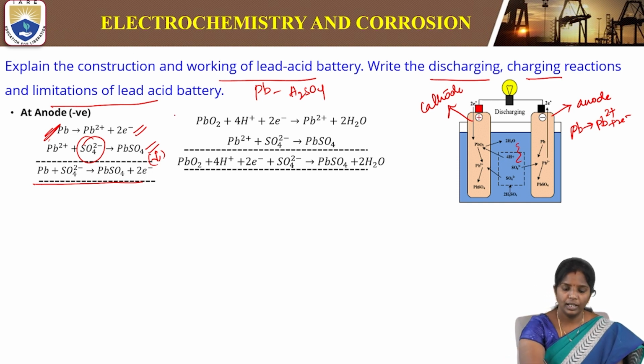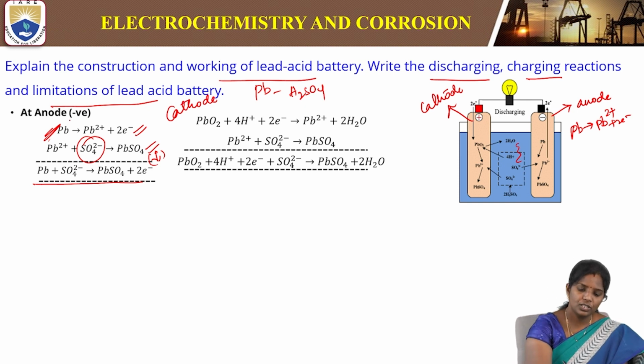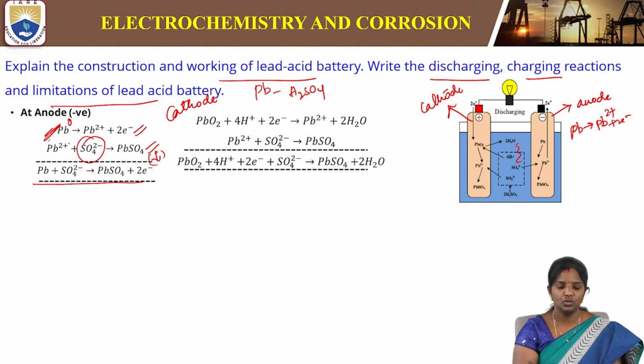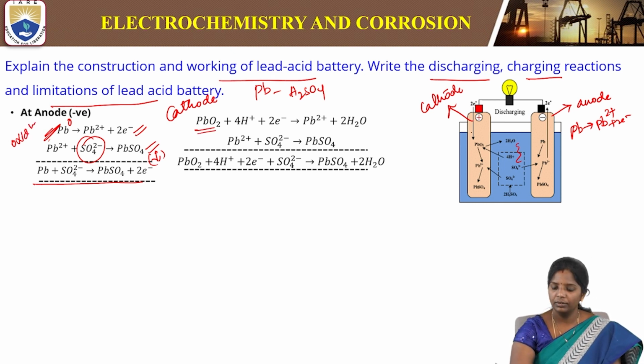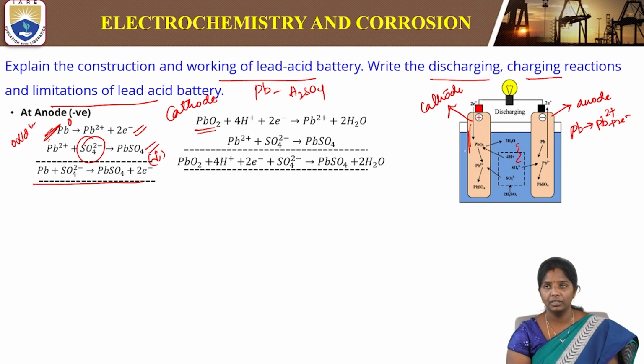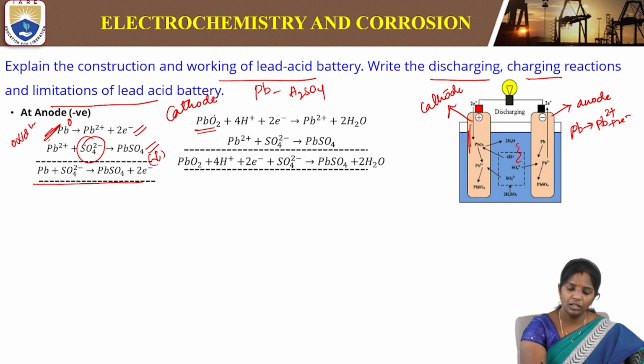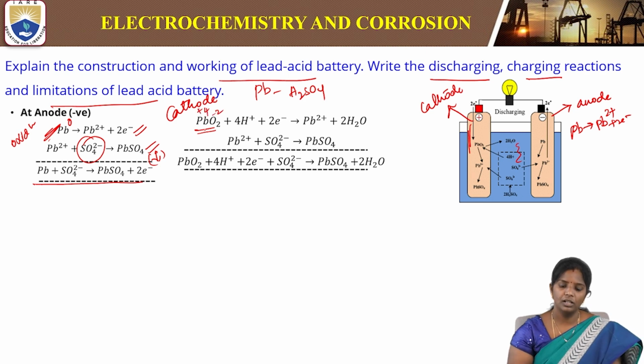And at cathode, what happens? This is the cathode reaction. So from 0 state, it is going to plus 2 state. So oxidation is taking place at anode. And here PbO2 is the other plate that is present. So lead dioxide plate that is present. So here the lead is in plus 4 state. It is converting to plus 2 state. So reduction is happening in the oxidation state.